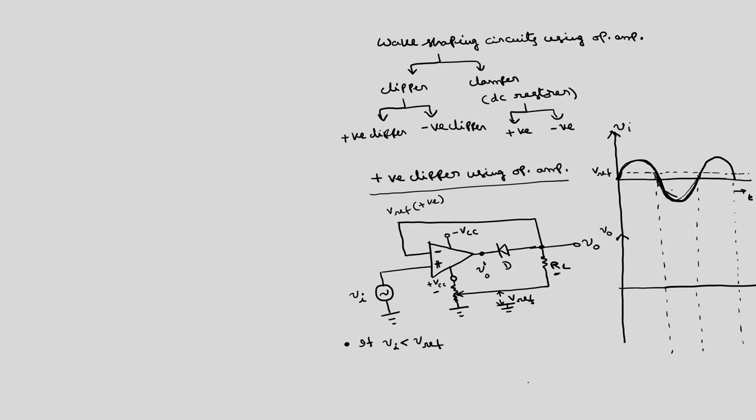If Vi is less than V reference, what will be the difference voltage? The voltage at the positive terminal is less than the voltage at the negative terminal. As a result, the difference voltage between these two points is negative. What will be the output? An amplified version of this negative voltage. So V0 dash is sufficiently negative. We are going to design this such that it drives diode D into conduction.